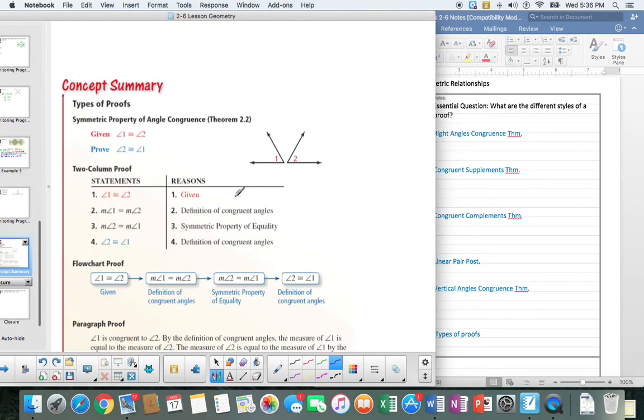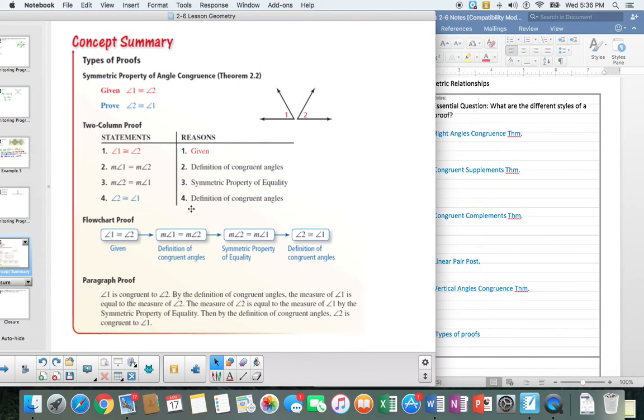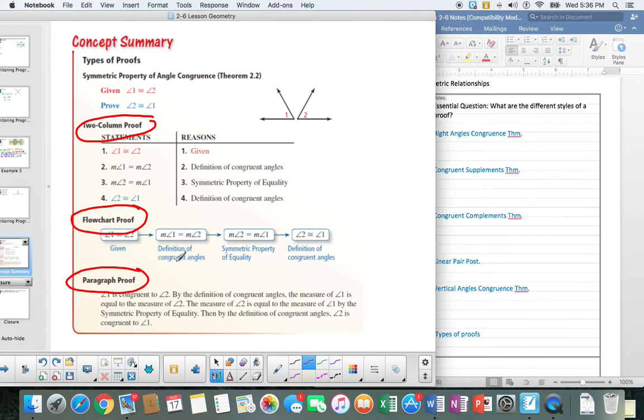All right, let's go to the last slide, and the last slide is kind of a summary of what we've been talking about. There are 3 types of proofs that we can do. One of them is a 2-column. One of them is a flowchart proof, or we just say flow proof, and the other is a paragraph proof. This is the statement we're trying to prove, and they're proving it in 3 ways, the same proof. And this ends the screencast.